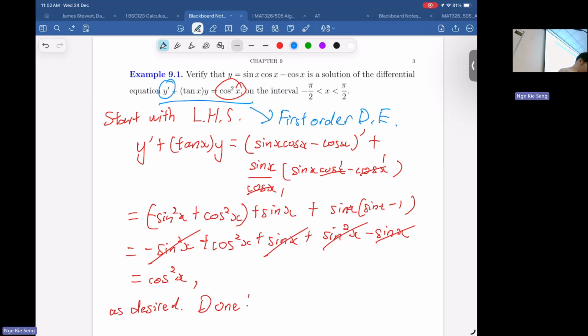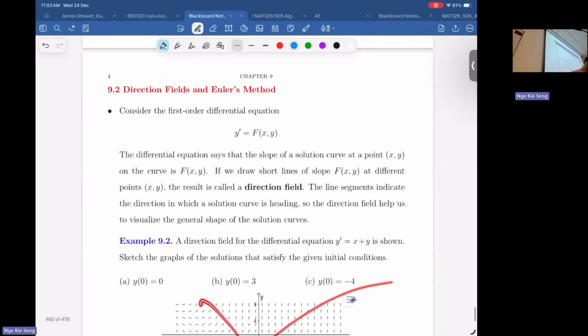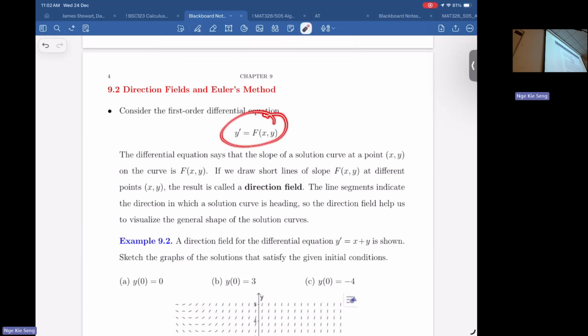So next up, we want to talk about the idea of a direction field here. So let's look at this first order differential equation. If you realize, our function actually could be written in two variables. So what do we mean by that?